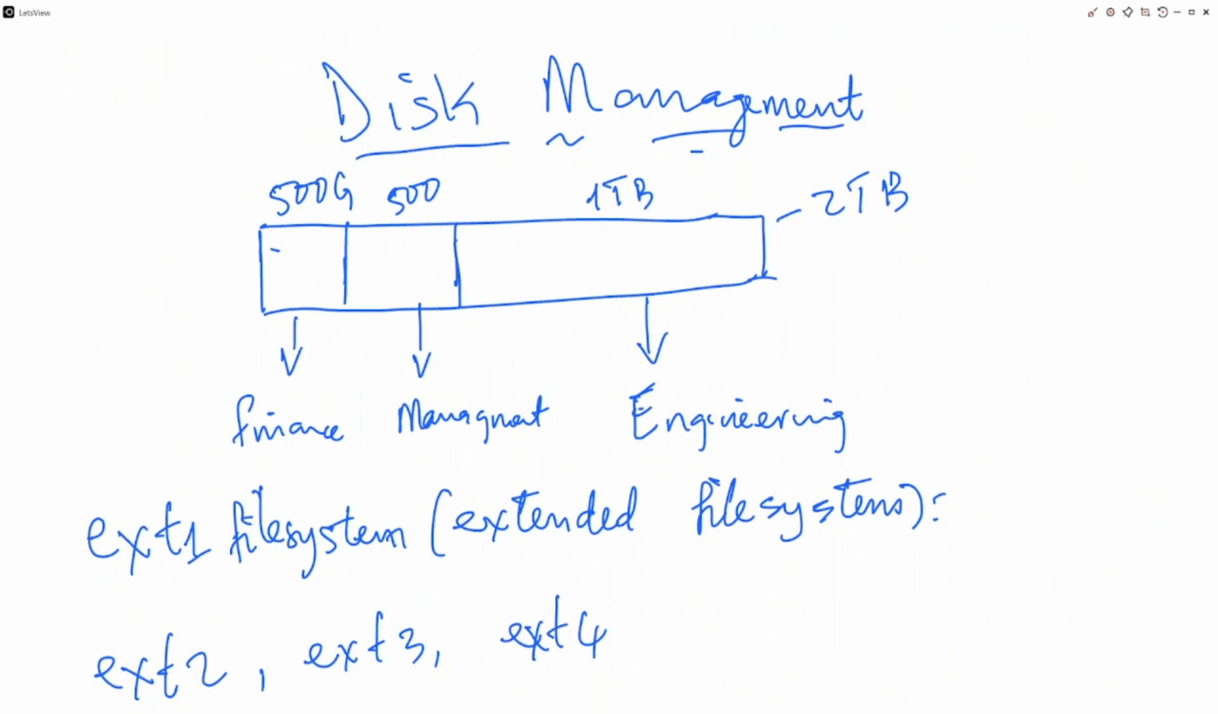So for example, let's say that you have a 2 terabyte hard drive and you want to assign 500 gigabytes each to the finance and management departments and 1 terabyte to the engineering department, then you will have to partition the drive. When you create a partition on a drive, you end up with a raw partition. And a raw partition simply means that it's a partition that does not have a file system on it yet.